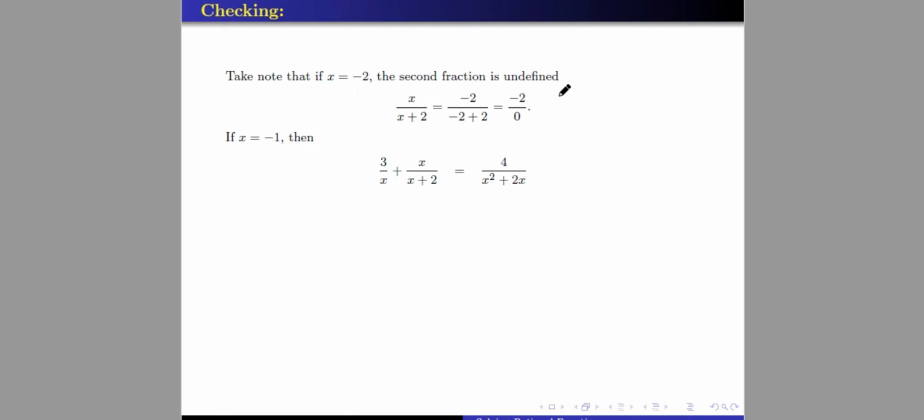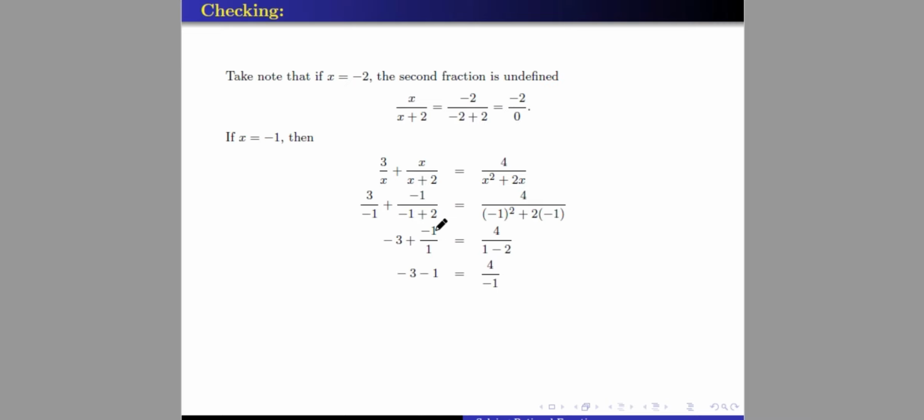Okay, so this can't be a solution. Now if x is equal to negative 1, we'll have this substitution. So 3 over negative 1 is negative 3. At the denominator, negative 1 plus 2 is 1. Here, negative 1 squared is 1. Then plus 2 minus 1 is negative 2.